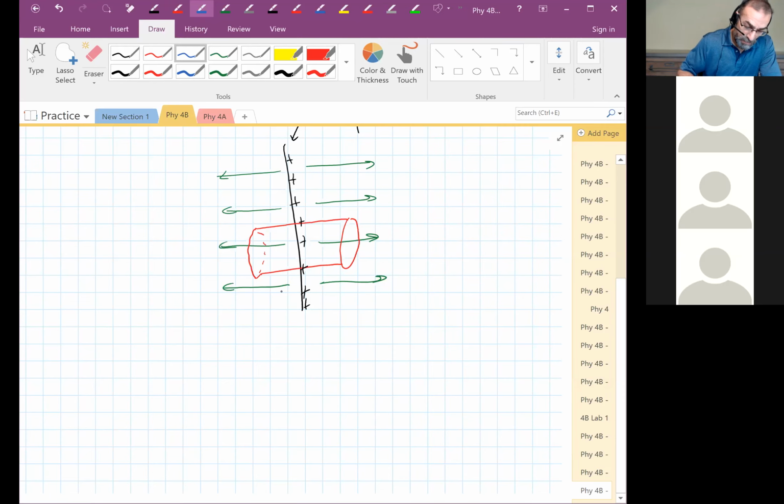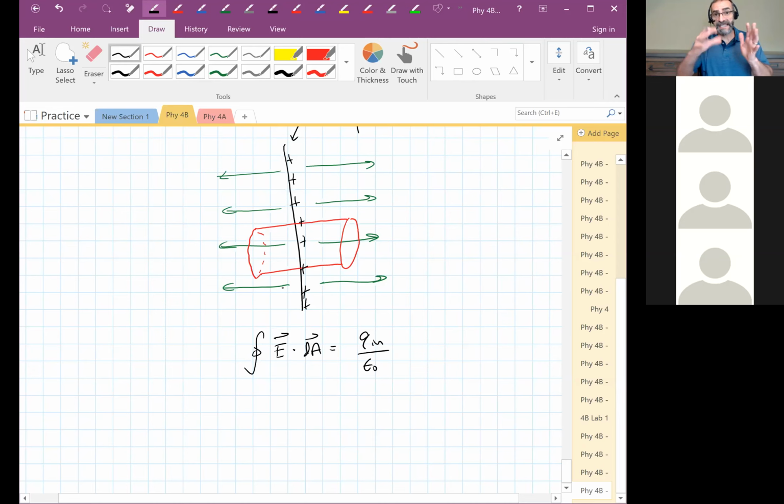So now we say the integral around that whole closed surface, E dot dA, is Q inside over epsilon naught. And that cylinder has three sides to it, right? So I have to integrate E dot dA over the left side, and I have to integrate over the curved side, and I have to integrate over the right side.